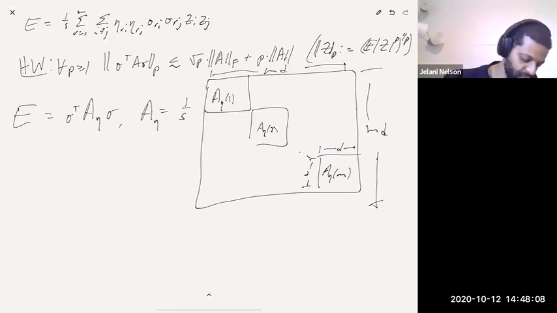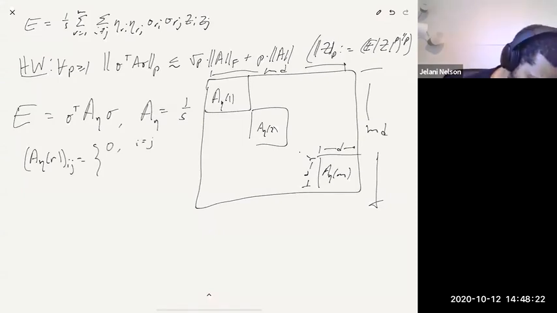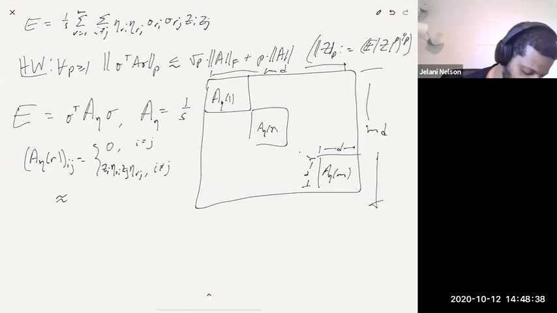And what are these matrices? If you look at A eta R, and you look at the ith jth entry of this thing, it's equal to 0 on the diagonals if i is equal to j. Otherwise, it's equal to zi eta ri zj eta rj if i is not equal to j. So it looks a lot like, I'll invent some notation.